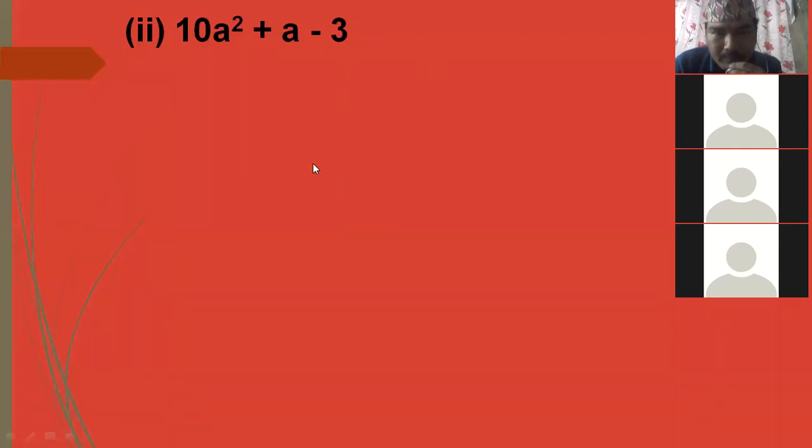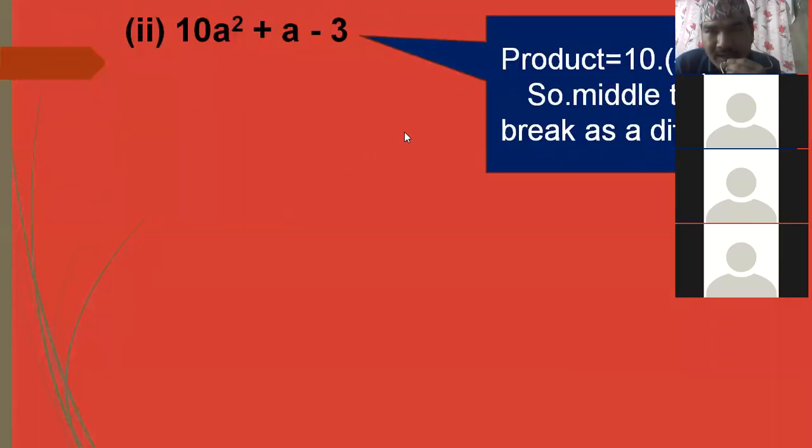That's why we have to find this middle. What is the middle coefficient? Aditya, what is the middle coefficient? One. Okay. How to get this one? We will get this one by difference, because 10 and minus 3, if you multiply, it becomes minus 30. Then we get this middle coefficient 1 by subtracting.